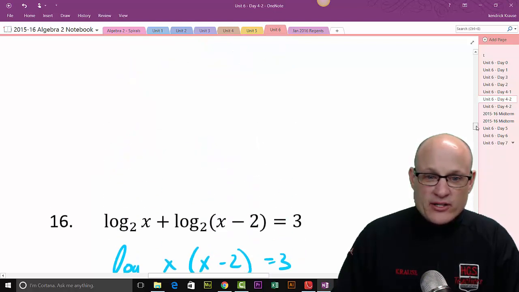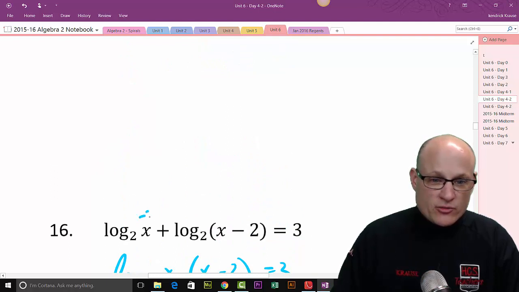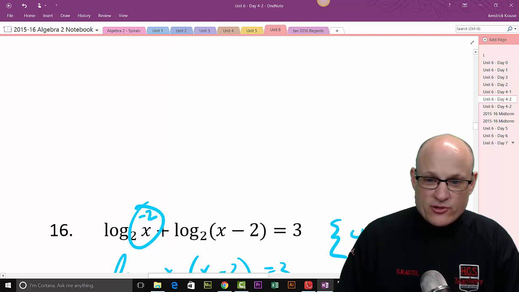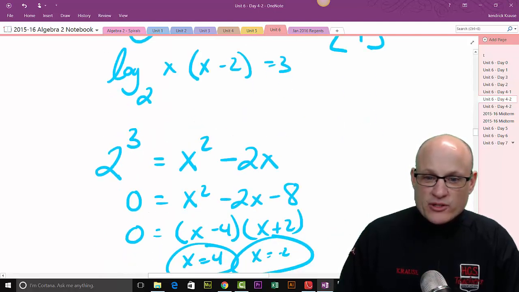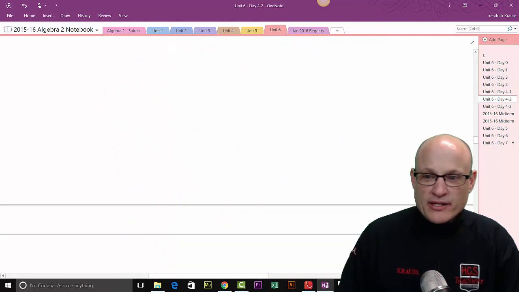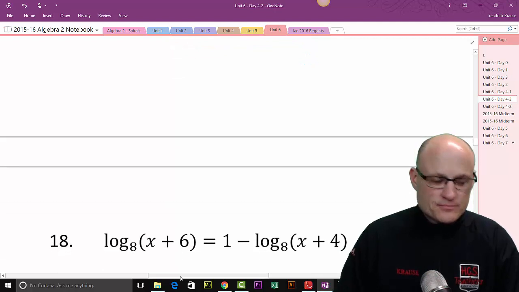Go back up here and let's see if either one of those are a problem. Negative 2 right here. Crashola. But 4 would be fine. So my answer is just 4. Done with 16. Oh, we're on the next page. This is exciting.